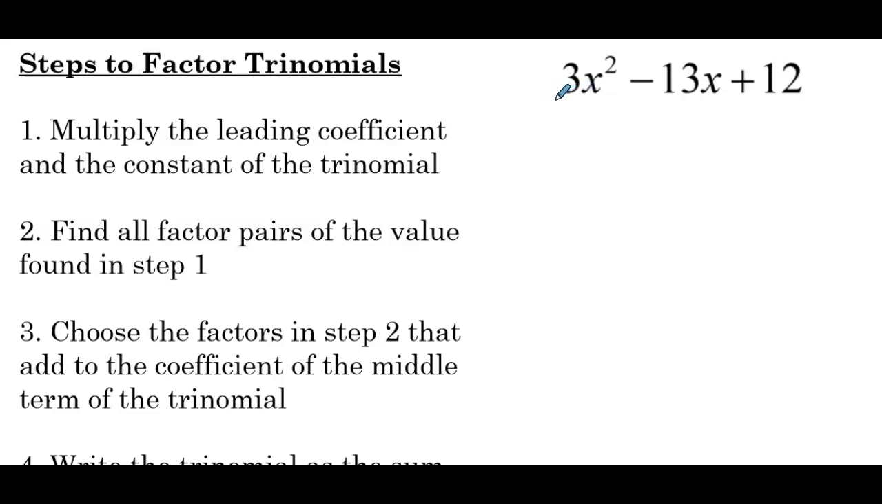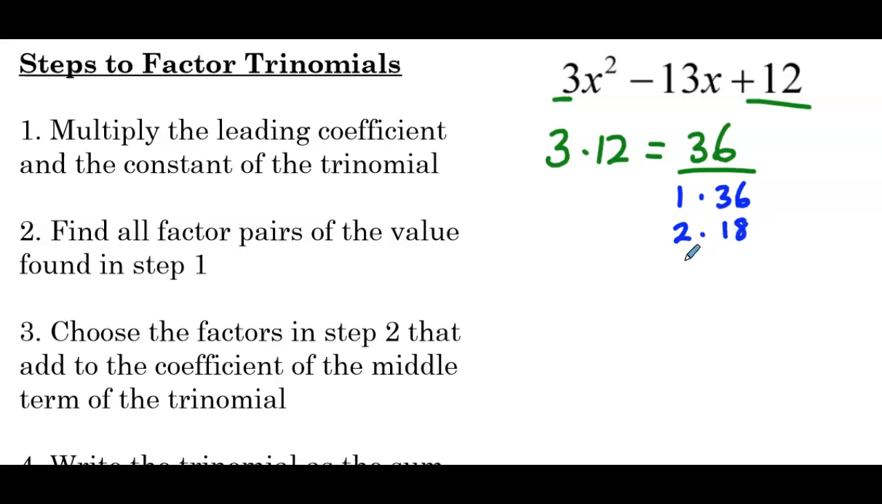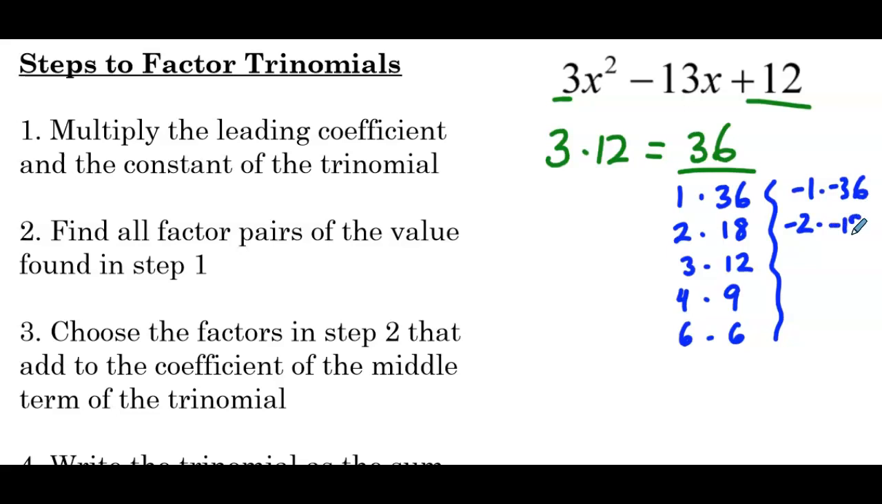So we're going to start by multiplying the leading coefficient and the constant term. So 3 times 12 is 36. We'll list out the factor pairs of 36. So 1 times 36, 2 times 18, 3 times 12, 4 times 9, 6 times 6, and then we have the negation of each as well. So I'll make a second column. So we have negative 1 times negative 36, negative 2 times negative 18, negative 3 times negative 12, negative 4 times negative 9, and negative 6 times negative 6. So we need to select the factor pair that adds to negative 13. So that's going to be our factor pair here of negative 4 and negative 9.